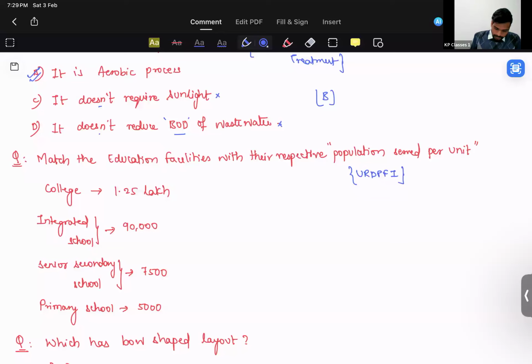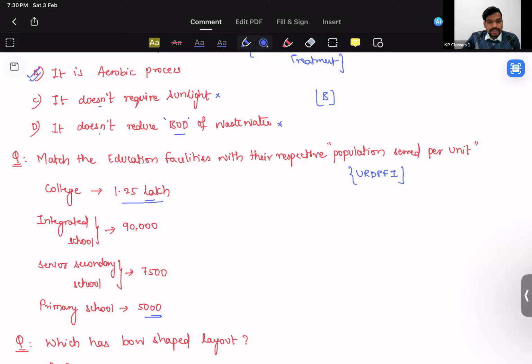Generally, for primary school, you have the lowest level of population served, 5,000. For college, ranging up to 1,25,000. So you can arrange it in that order and see which option will match that. So for college, the population served is 1,25,000. For integrated school, the population served is 90,000 to 1 lakh as per the URDPFI guidelines.